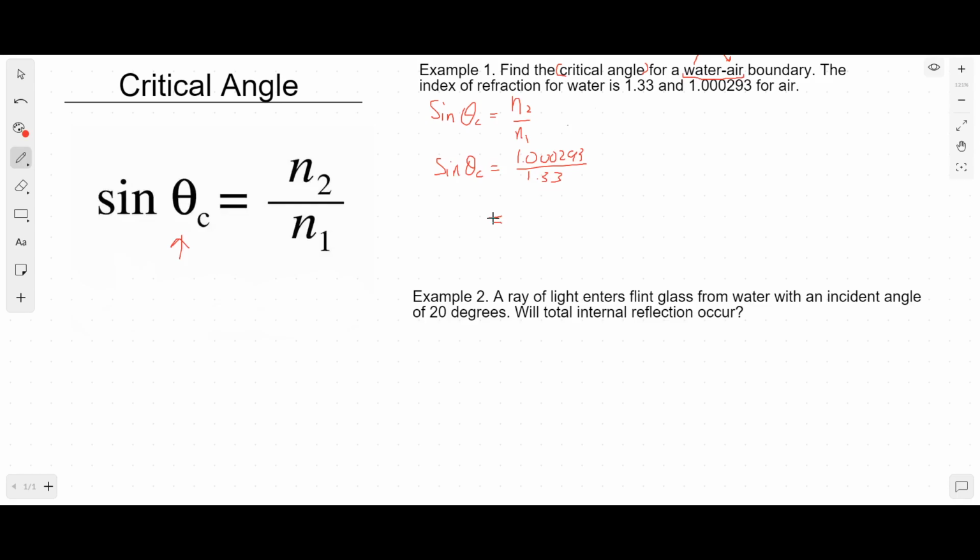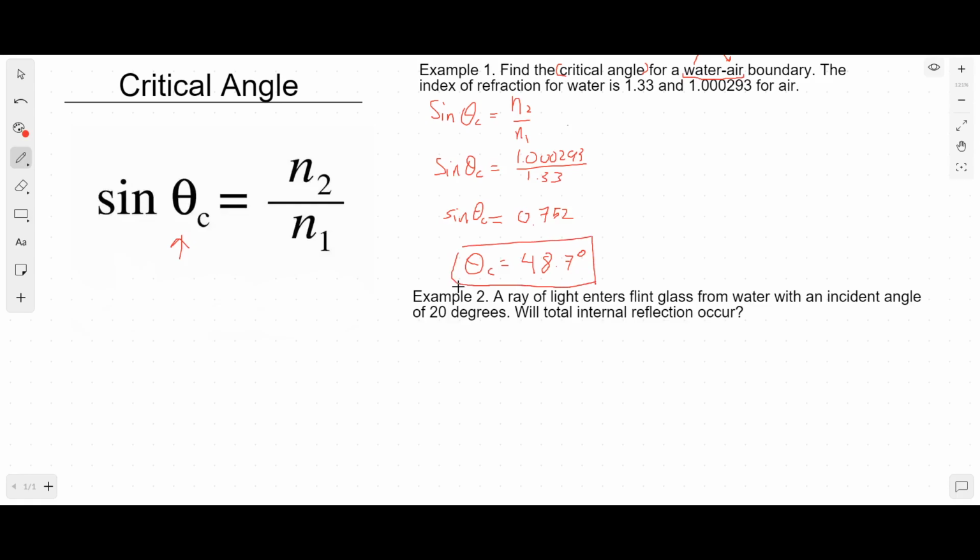Now, pull out the calculator. This equals close to 0.752. 0.752 is sine theta c. Again, this is not the end. We don't care about sine theta c. We want to find theta c. So we have to take the sine inverse of this value. Sine inverse of 0.752 is 48.7 degrees.